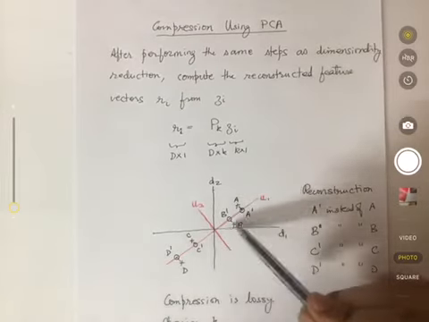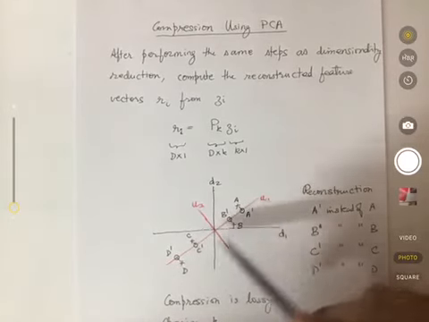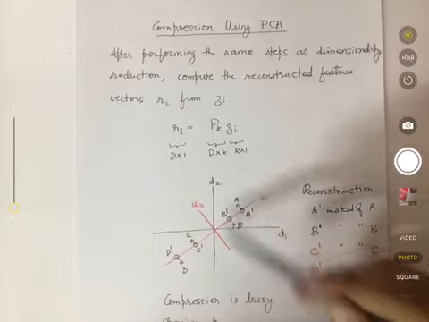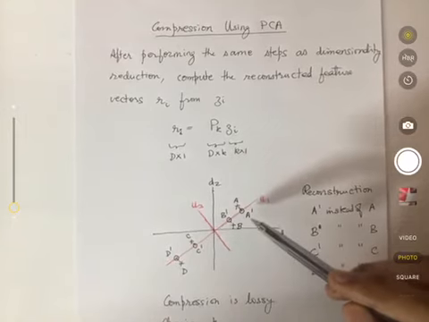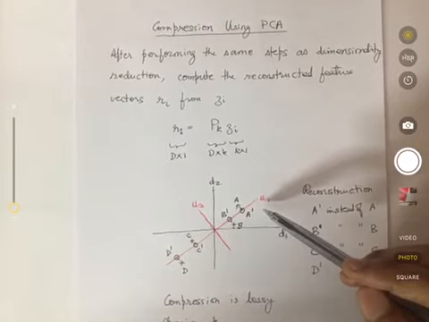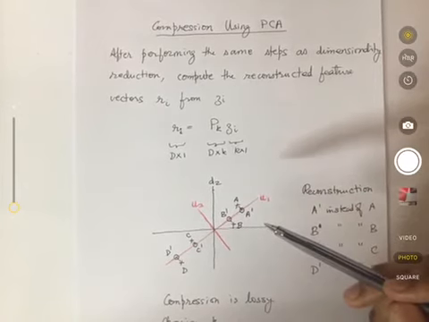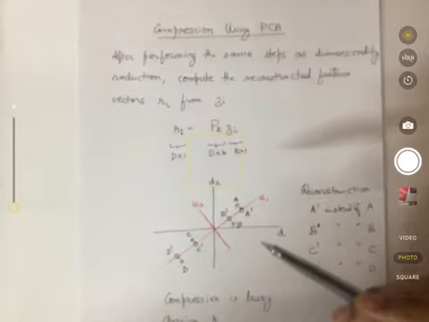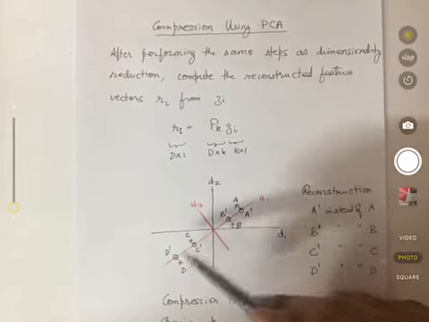So these points represent your zi's. This is your compressed data. You could store it. In this case we are just considering, for example, two-dimensional data. Supposing you have two-dimensional data, I can compress it to a single dimension by simply projecting the data along u1, and I can ignore u2. But when I reconstruct it, I will not get back A, B, C, D. I would get only A dash, B dash, C dash and D dash.